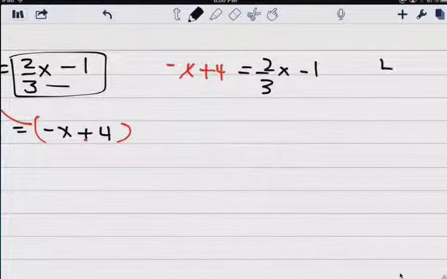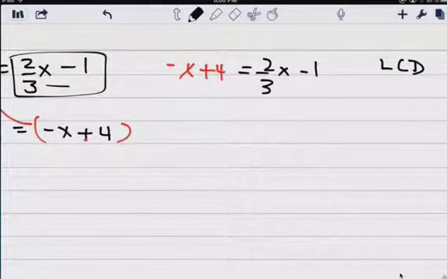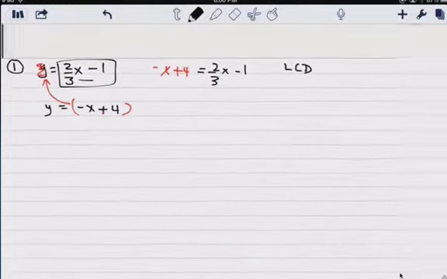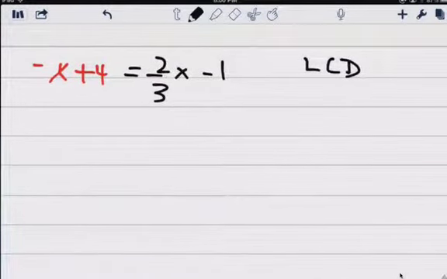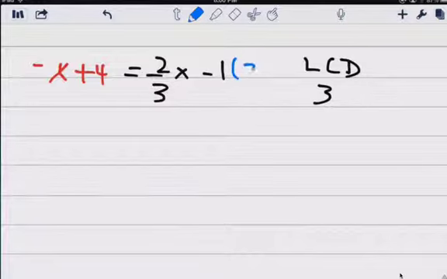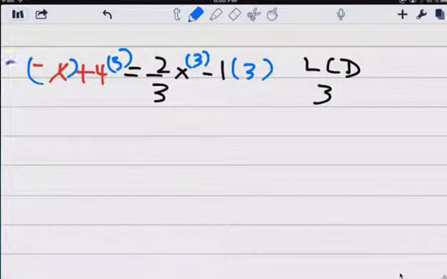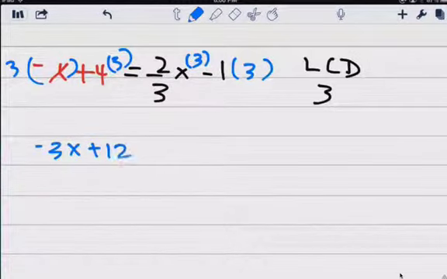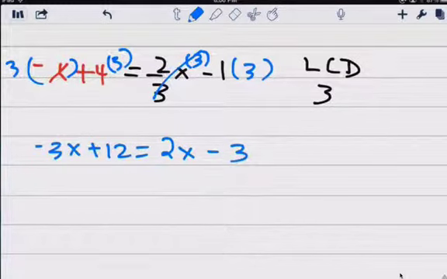I always get rid of the fraction first by finding the least common denominator. In this case, the least common denominator is 3. You need to multiply all terms by 3 on both sides. You get negative 3x plus 12 equals, cross cancel here, 2x minus 3.